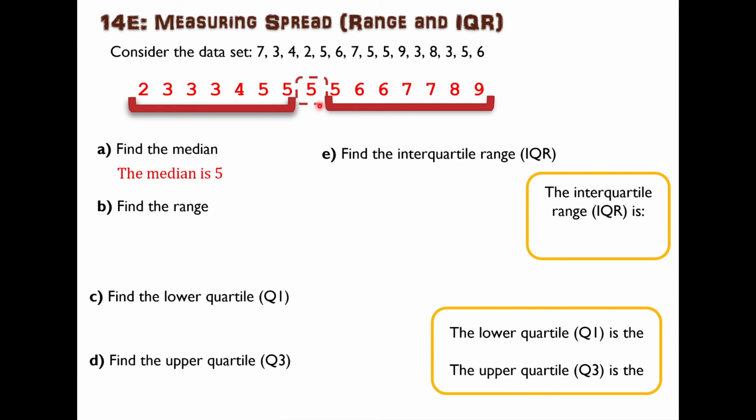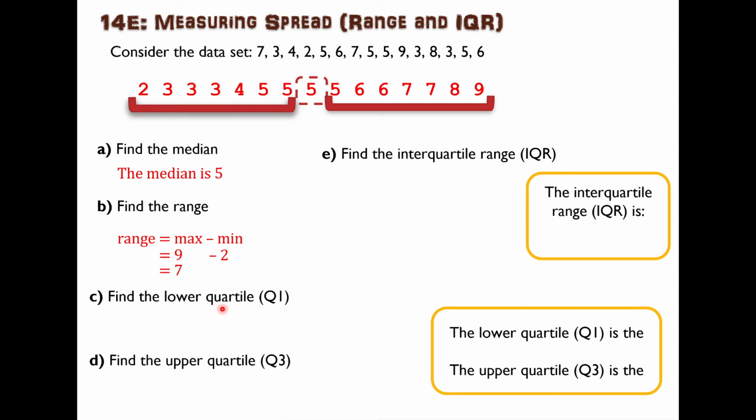To find the range, we want the largest number minus the smallest number. In other words, the range is the max minus min. The maximum here is 9, minus the minimum, which is 2. The range is 7. The range gives you an idea of the spread. A large range means the results aren't very consistent. They're very spread out. And you can see they are really spread out. It goes all the way from 2 to 9. That's a big range.